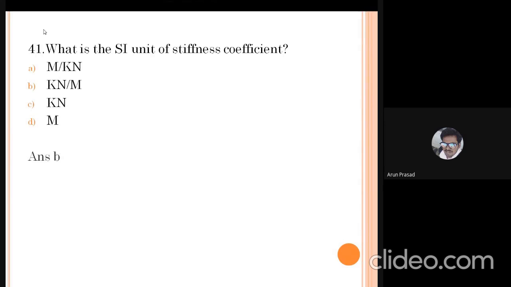So the answer will be kilonewton per meter. Stiffness is load by displacement, so we'll be having kilonewton per meter.